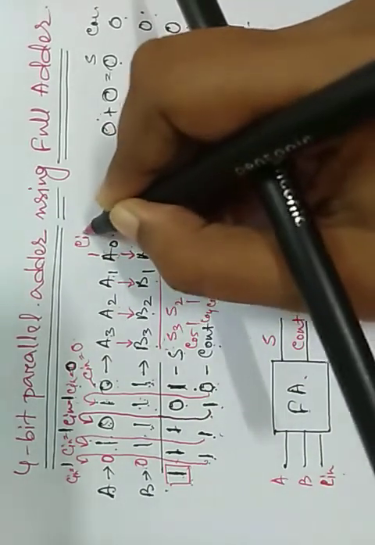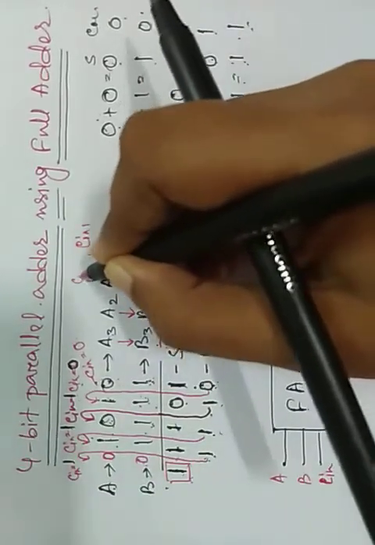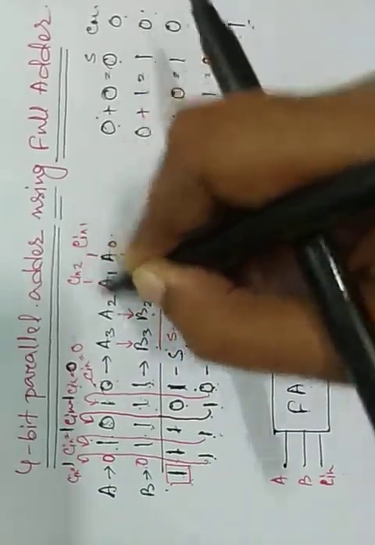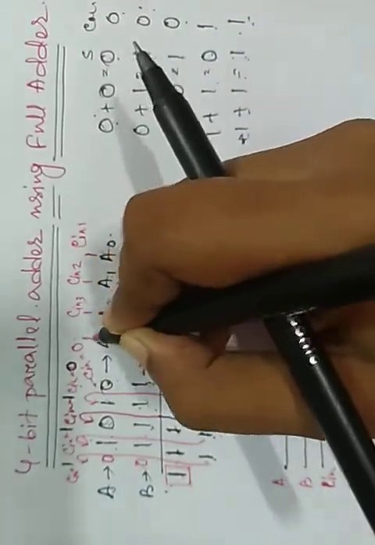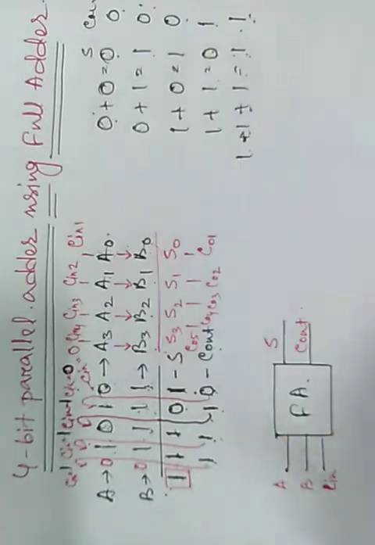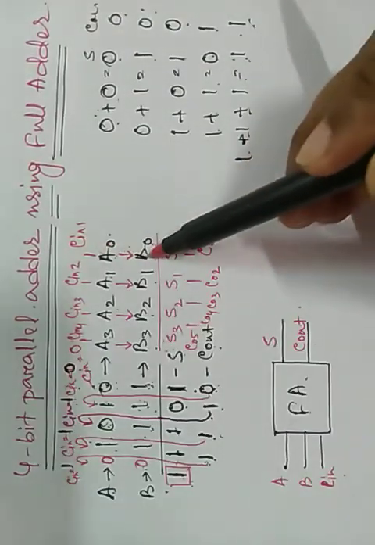Okay. Now for every bit there must be one carry in. This is carry in 1. For this, carry in 2. For this, carry in 3. For this, carry in 4. Okay, so you can see that every time we have to add 3 bits.